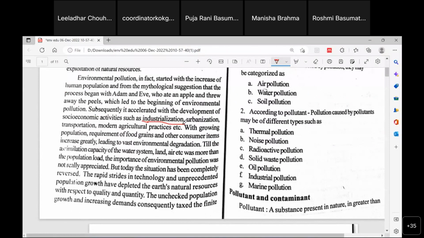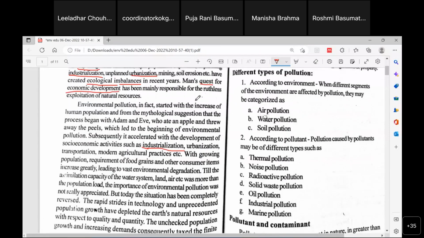And when industrialization took place, if you search a bit of history, you will find that initially industries were less, but from around 1400 AD onwards, you had the industrial revolution starting in England. Around 1400 it was the Renaissance, and after that industrialization got a boost.